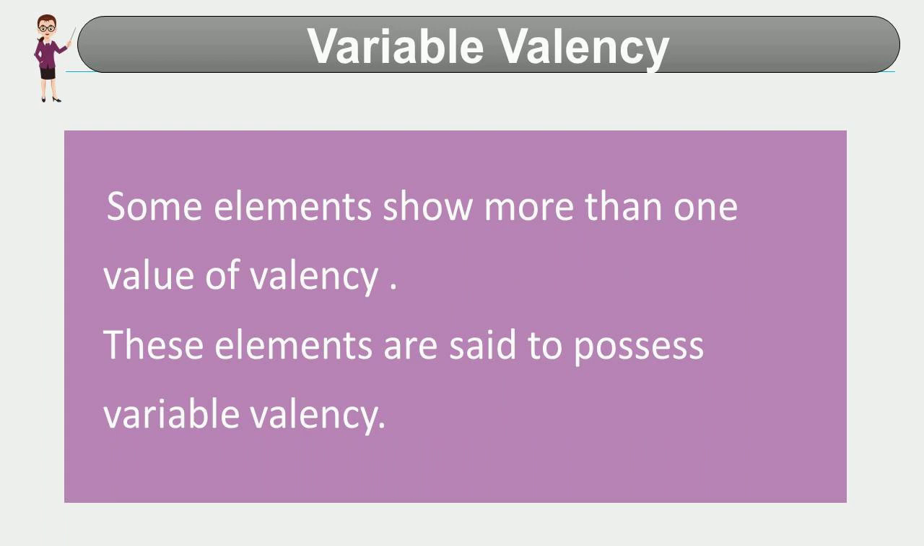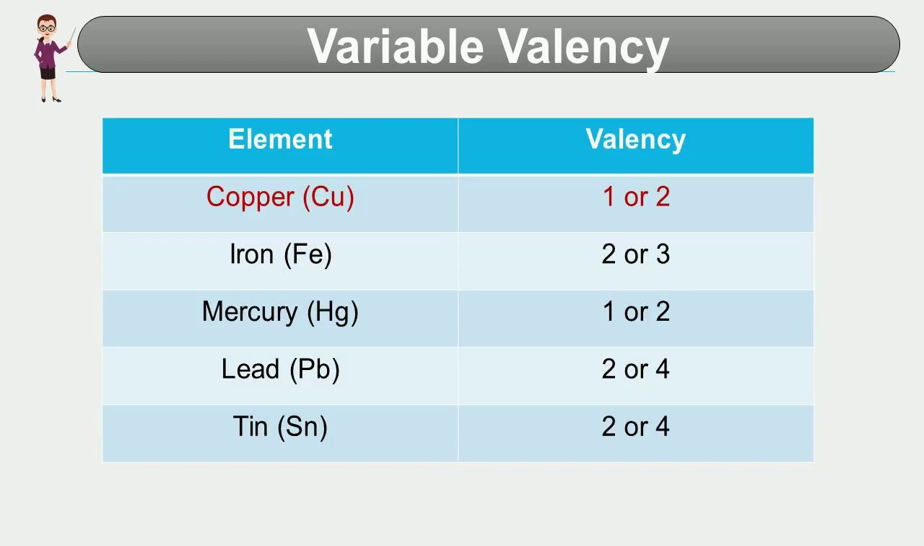There are some elements which show more than one value of valency. These elements are said to possess variable valency. For example, copper can show a valency of 1 also and 2 also. In some compounds, iron shows a valency of 2 and in some compounds, iron shows a valency of 3. Mercury can show valency of 1 or 2. Lead and tin can show valency of 2 also and 4 also.